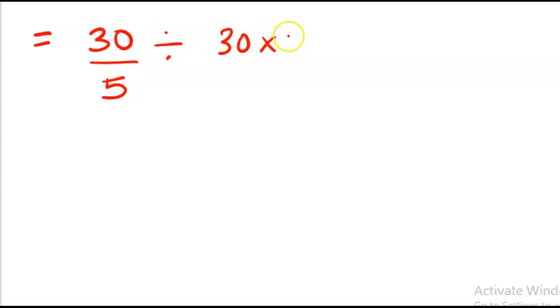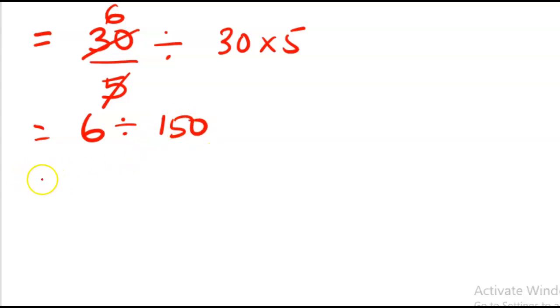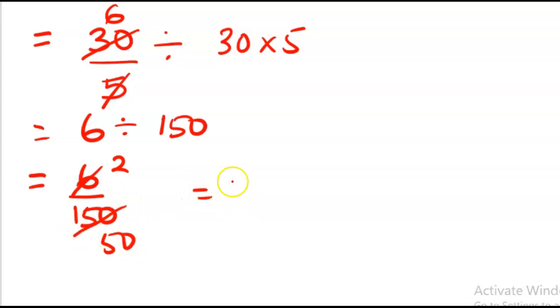So we can rewrite the expression as 30 divided by 5, all divided by 30 times 5. So 5 will go into 30, 6 times. So we have 6 divided by 30 times 5. This is 150. So in a simplified form, you can rewrite it as 6 over 150. So 3 will go here, 2, and then 3 will go here, 50. So the answer is 2 over 50.